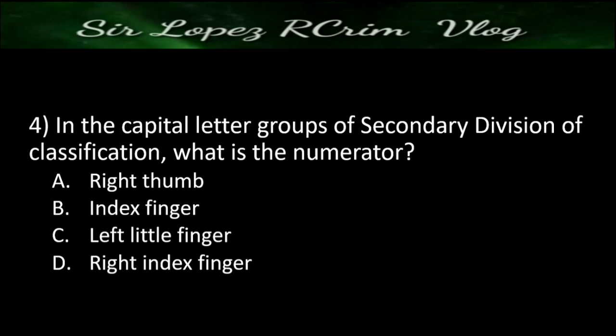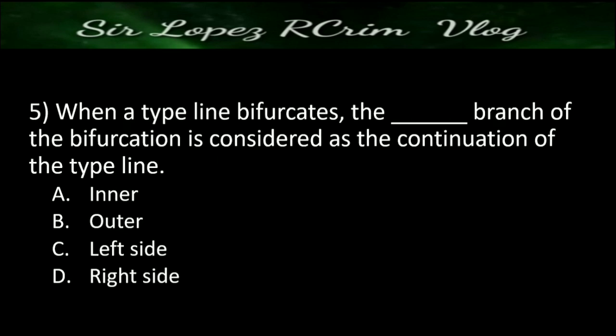Number 5. When a type line bifurcates, the blank branch of the bifurcation is considered as the continuation of the type line. Letter A, inner, letter B, outer, letter C, left side, or letter D, right side.